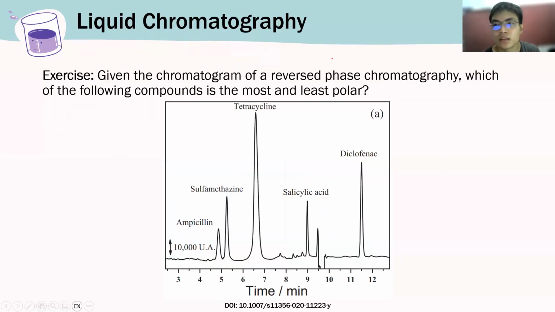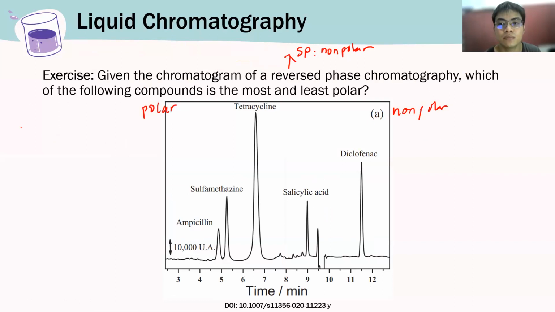Okay? So, let's look at this graph. No? This chromatography. Sabi dito, you're given a chromatogram of a reverse phase chromatography. Which of the following compounds is the most and the least polar? So alam natin kapag reverse phase, stationary phase is non-polar. Ibig sabihin yung nasa dulo, ito yung mga non-polar. Yung mga nasa harap, ito yung mga polar.